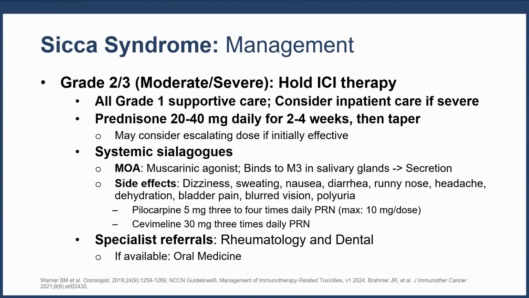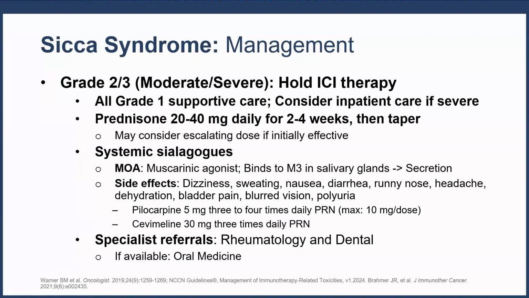So prednisone would be one intervention that could be done. These are not listed in order of what order you should use them, by the way. I think that there could be good argument for holding ICI therapy and not using steroids and preferring a systemic sialagogue instead of a steroid first. And there's probably still ongoing debate about that. And so I think it's important to note that these are not in order.